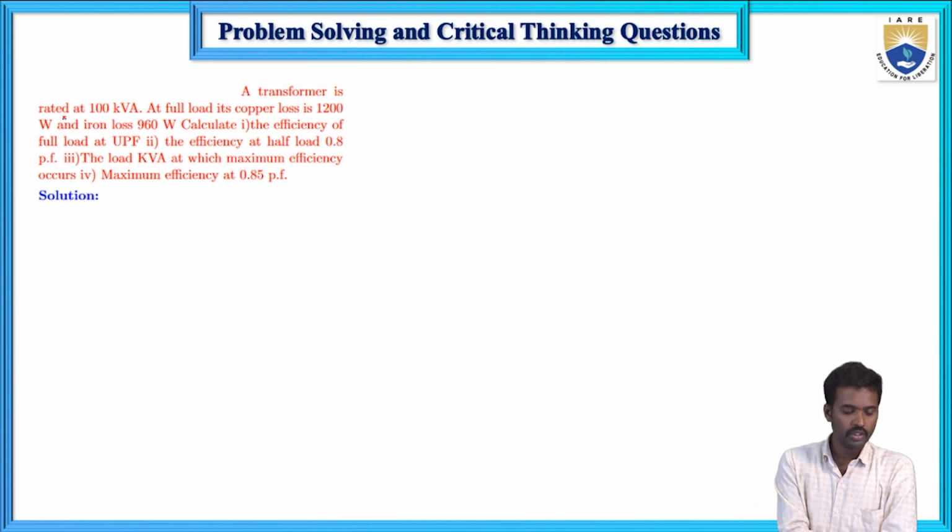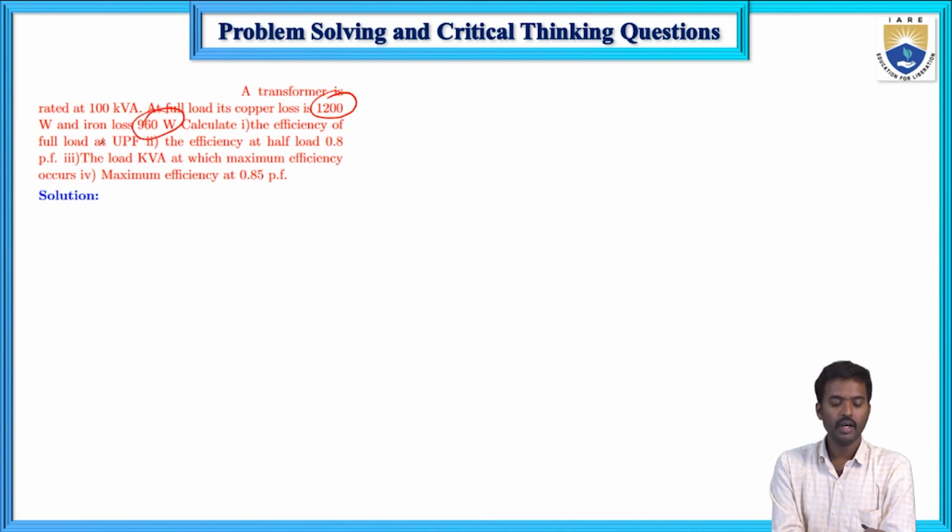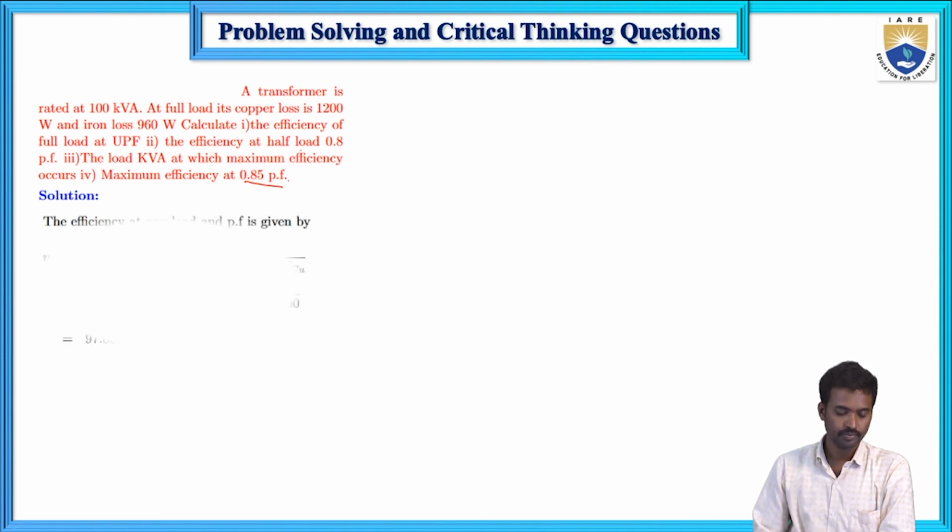A transformer is rated at 100 kVA. At full load, its copper losses are 1200 W and iron losses are 960 W. Calculate the efficiency at unity power factor, the efficiency at half load and 0.8 power factor, the load kVA at which maximum efficiency occurs, and the maximum efficiency at 0.85 power factor.